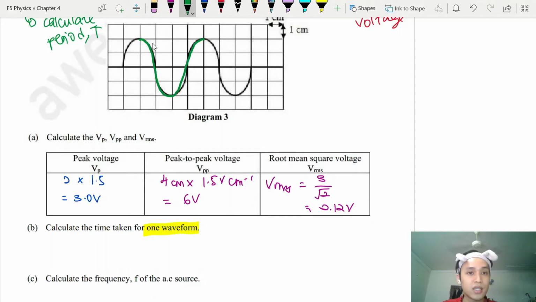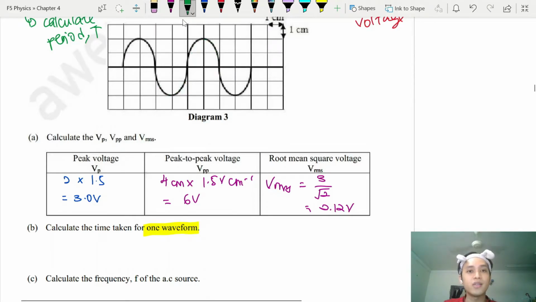If you notice, the distance between one wave is always the same. 4 squares. This now is also 4 squares. Let me take another point. If I start from here, this is one wave. You see, 1, 2, 3, 4, also 4 squares. Doesn't matter where you take. Let's say I take another point. If I start from here, then this is also one wave.